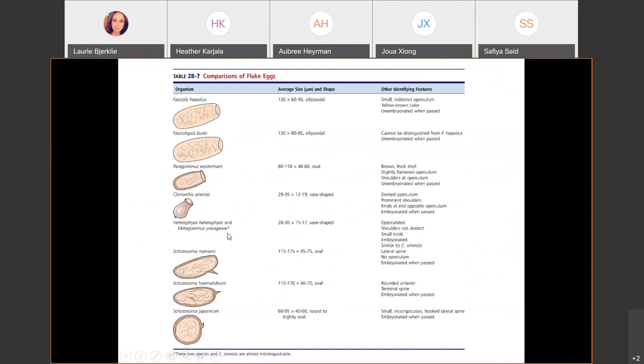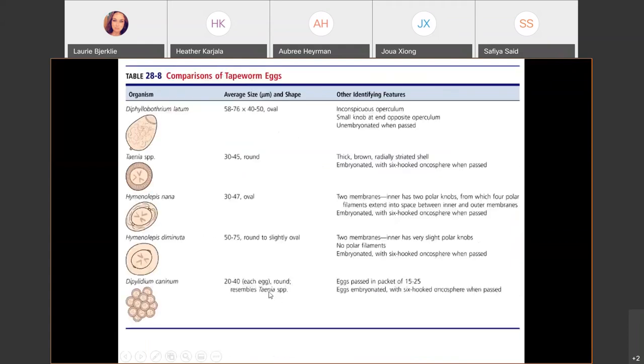Those two eggs look alike. They didn't even give a drawing here, and I've never shown you the eggs either, so obviously I'm not very worried. They look very similar to Clonorchis sinensis, but we're not worried about the look of them. And then there's Schistosoma, of course, as well here.